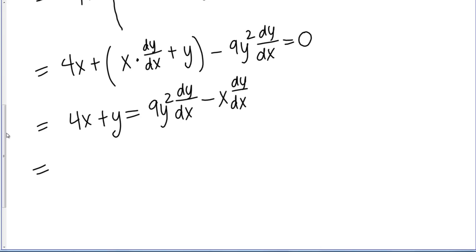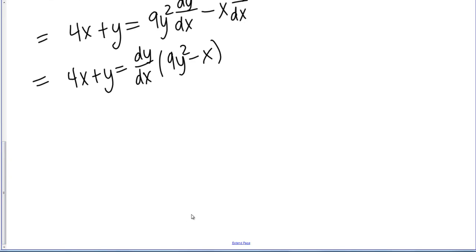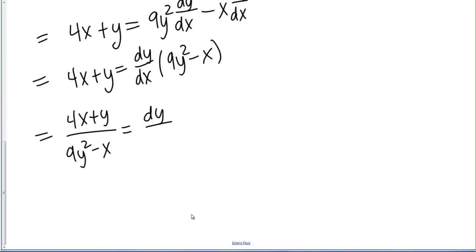Okay, so once you've moved things around, your next step is going to be to factor out dy dx on the appropriate side. So here on my right-hand side, I'm going to factor out dy dx, which means I'll be left with 9y squared minus x. Okay, and then the last step, you simply divide in a way to isolate the dy dx. So what I'm going to have here is 4x plus y over 9y squared minus x equals dy dx. So this is my derivative.